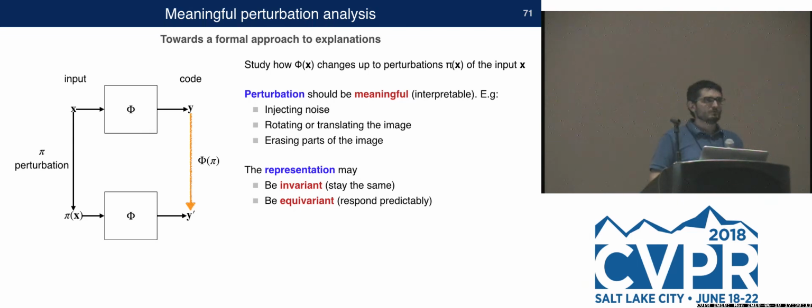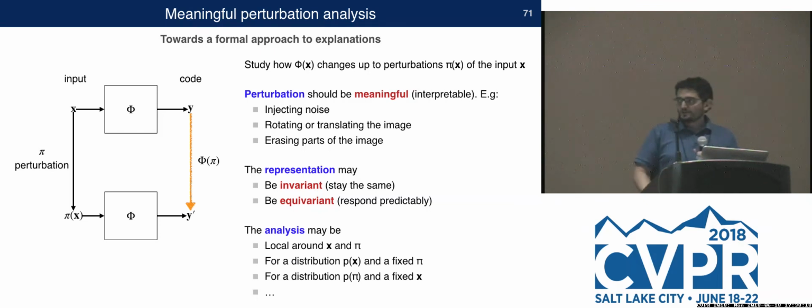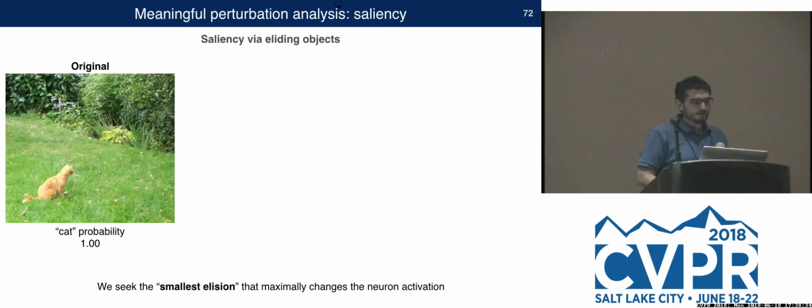And we have done quite a bit of work on studying exactly this problem. The type of analysis you can do may be local in both x and the perturbation in the image, or maybe you can go for a distribution over images and fix the perturbation, or use a distribution of perturbations and fix the image. All these things are possible. I'm going to show you just one example here. I'm going to use this framework to come up with a different approach to saliency. So here's my image. Cat probability is 1. Now I'm going to delete that cat and see what happens.